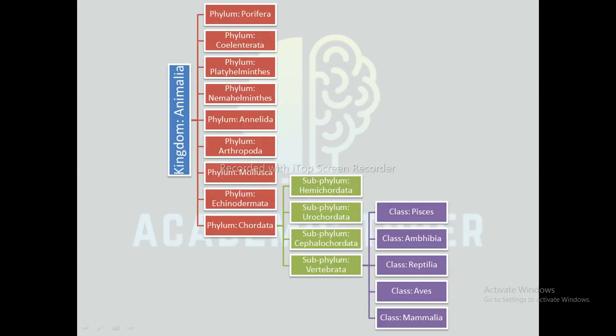Kingdom Animalia is divided into 9 phyla. They are Phylum Porifera, Coelenterata, Platyhelminthes, Nemathelminthes, Annelida, Arthropoda, Mollusca, Echinodermata, and Chordata. Again, the phylum Chordata is divided into 4 subphyla. They are Hemichordata, Urochordata, Cephalochordata, and Vertebrata. Again, the subphylum Vertebrata is divided into 5 classes. They are class Pisces, Amphibia, Reptilia, Aves, Mammalia.